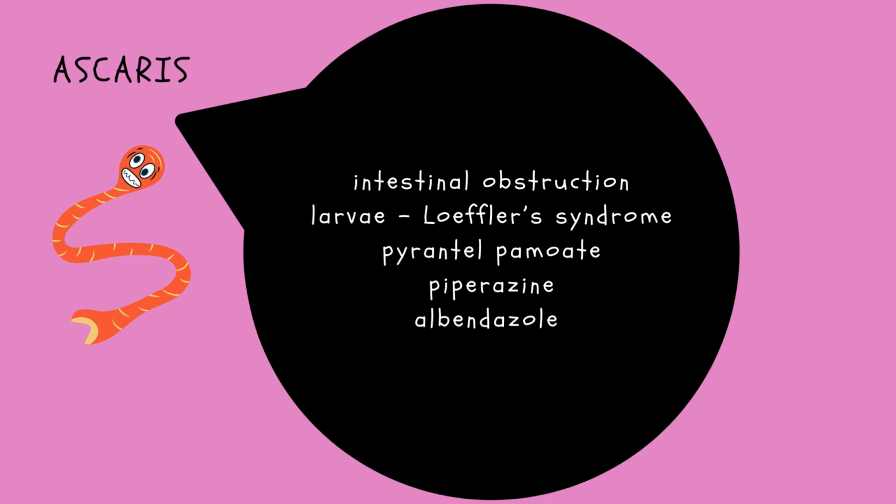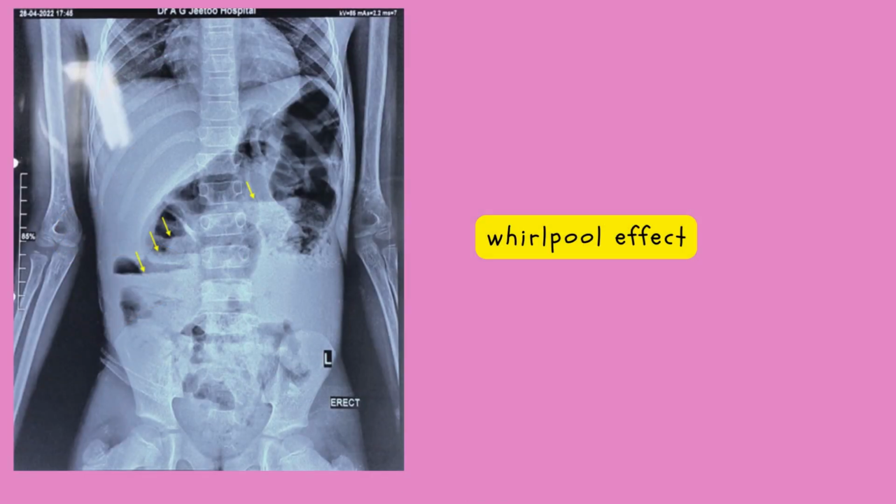And the worm itself can clog the intestine and cause intestinal obstruction. The treatment is albendazole. You can give pyrantel pamoate or piperazine, especially in intestinal manifestations like intestinal obstruction. To eradicate that, you can give piperazine. Intestinal obstruction causes a whirlpool effect, as it is called, on an erect abdominal X-ray. We can see intestinal obstruction with multiple air fluid levels, and it's called the whirlpool effect.